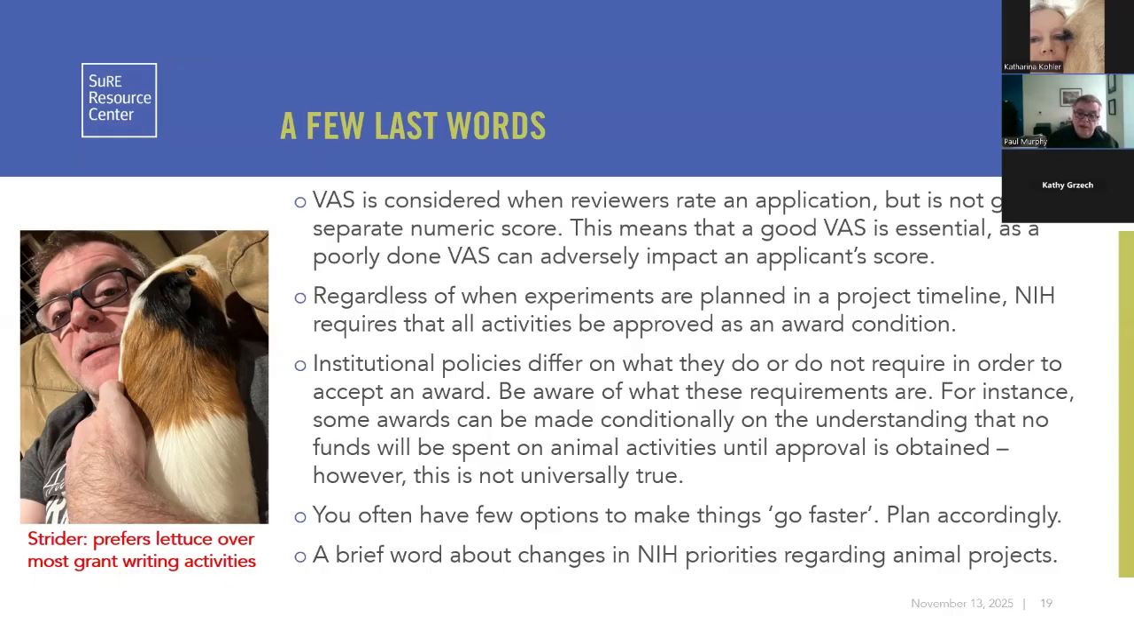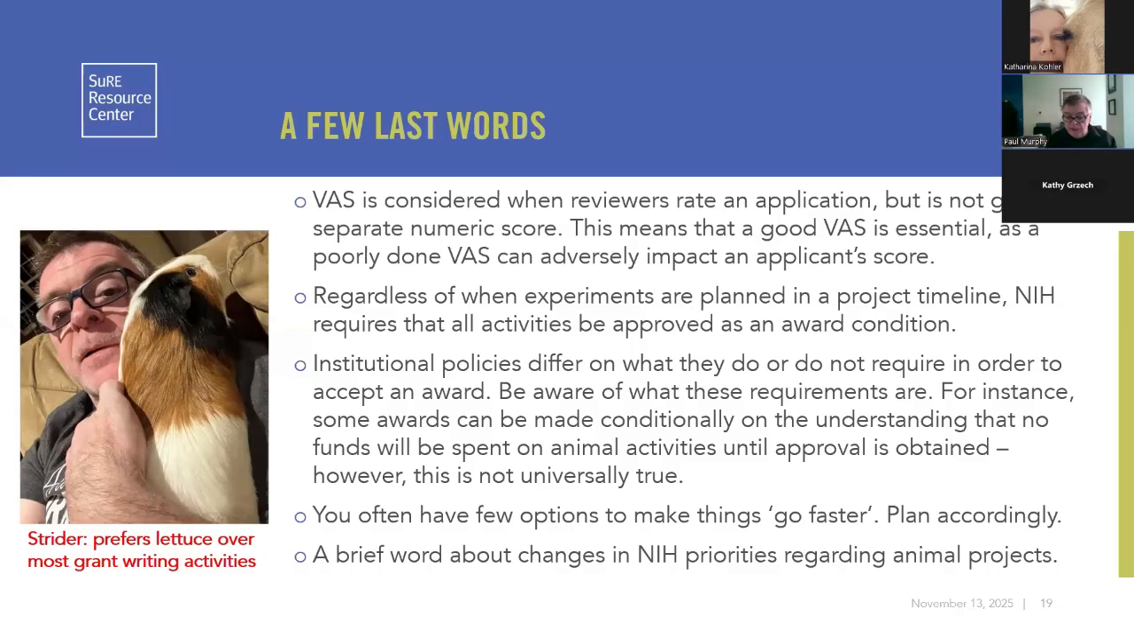Okay. Now, institutional policies differ on what is required to be approved before an award can be made. So be sure that you know what your institution allows. Some institutions will allow a conditional award to be made and just not allow you to access the funds for animal use until approval is obtained, but that is by no means universal. My institution, University of Kentucky, does not allow that. Remember, there are a few ways to make things go faster in regulatory scenarios, so make sure you know how long things take to get approved.